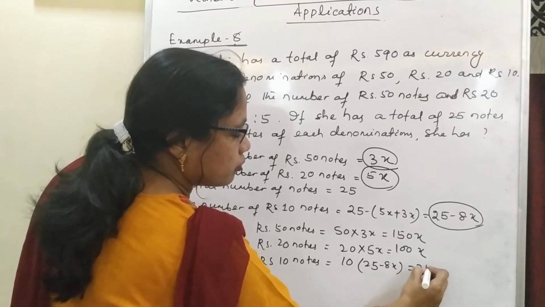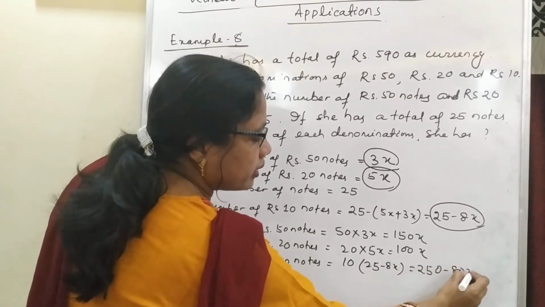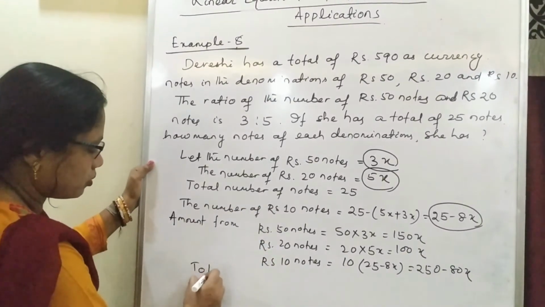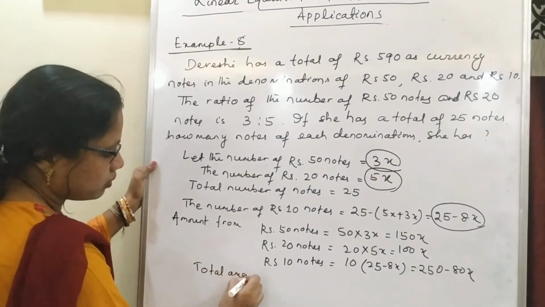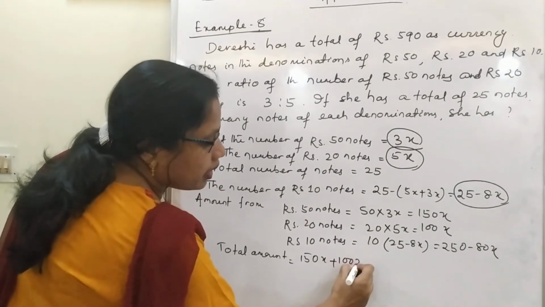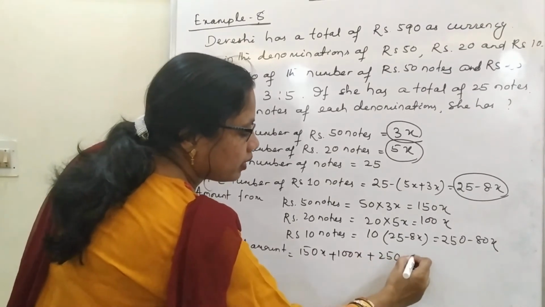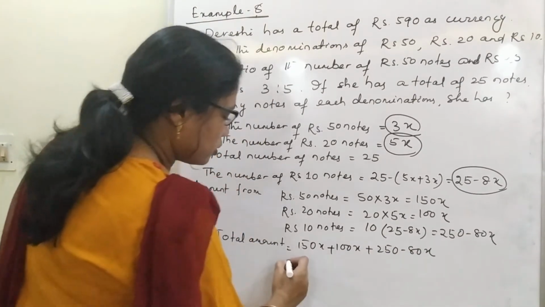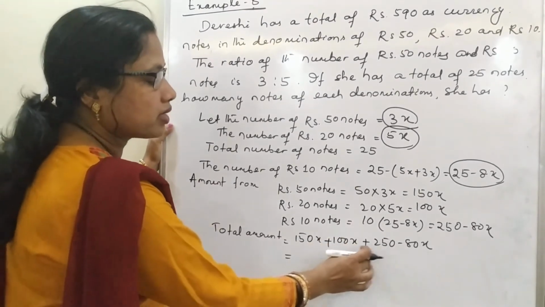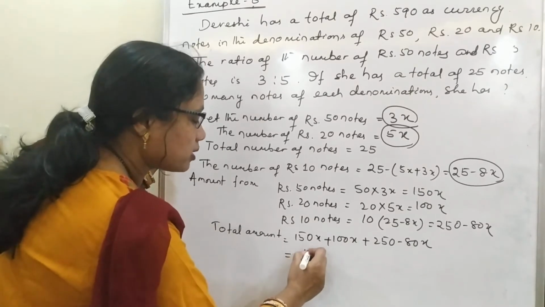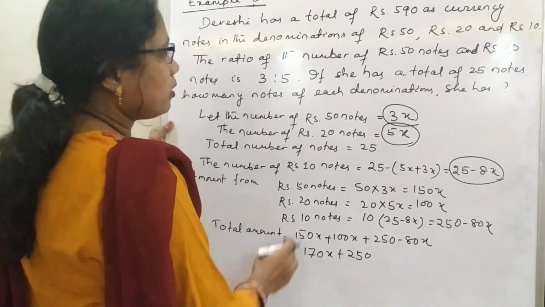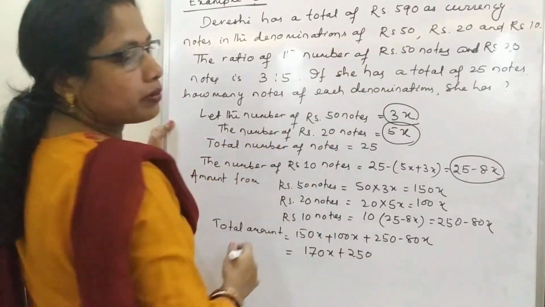So this is equal to 250 minus 80x. Then what is their sum, or what is the total amount? So total amount is equal to 150x plus 100x plus 250 minus 80x. So this will be equal to 150x plus 100x, this is 250x minus 80x, this is 170x plus 250. But the total amount is here 590.